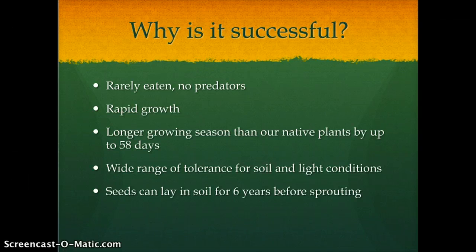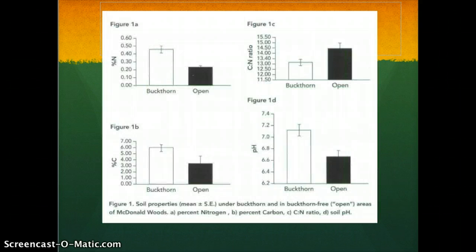Lastly, the seeds can lie in the soil for up to 6 years before sprouting, which means the problem could be in an area that people don't even know about, so it would be impossible to stop. In these charts, they examine two areas, one with buckthorn, one without. It examines the soil content and how the nutrients are affected.